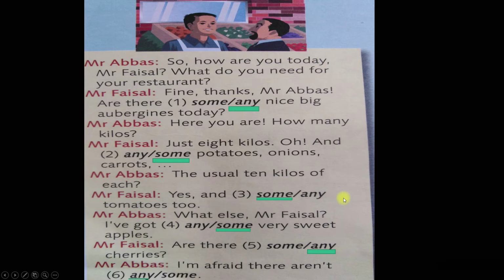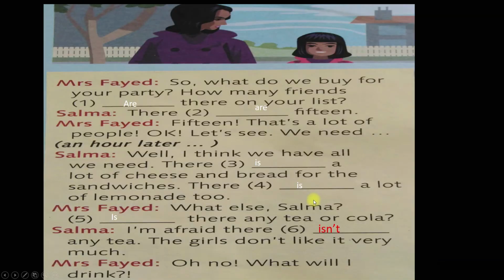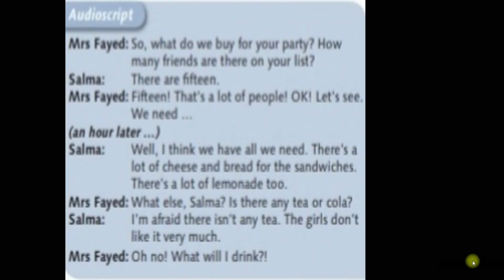Now we are going to listen to the conversation between Salma and her mother in order to answer the question. Salma and her mother are talking. Complete the gaps in the dialogue with these forms of the verb to be.